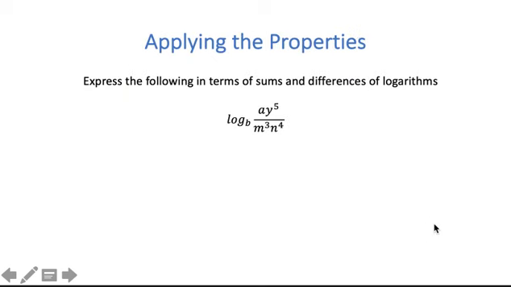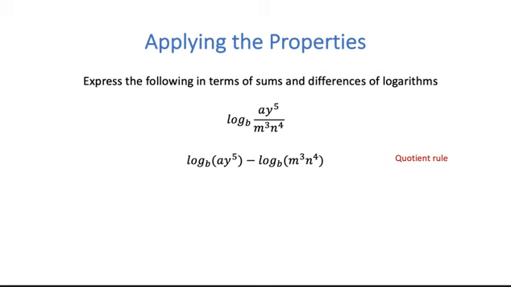Okay, now let's put all of this together. So express the following in terms of sums and differences of logarithms. So we're going to work on separating this, and we're going to use the power rule, the quotient rule, and the product rule. The first one we're going to apply here is the quotient rule. So what I'm going to do is separate what's on top from what's on the bottom. Remember, I can do that with a subtraction sign.